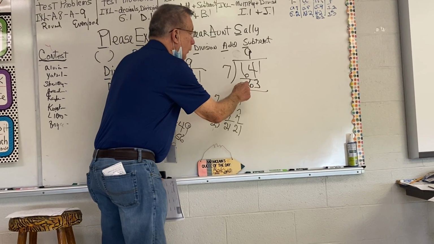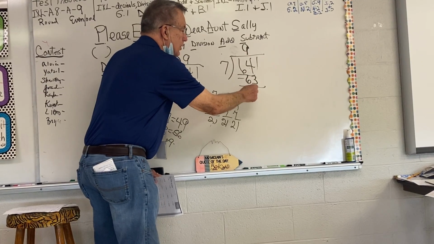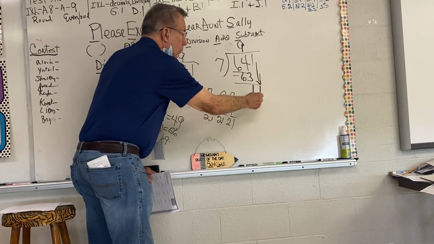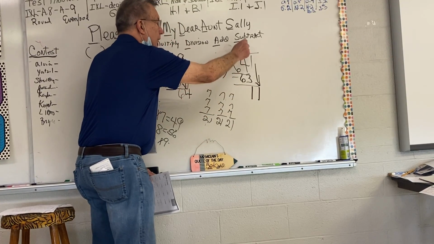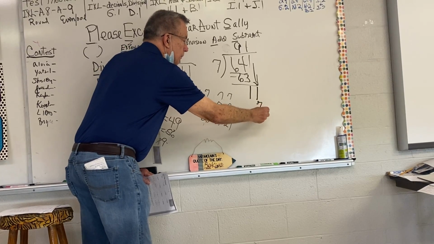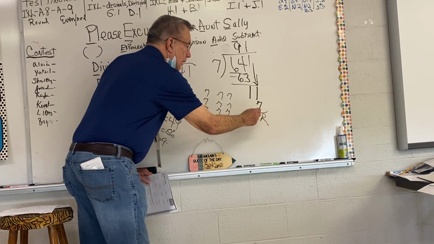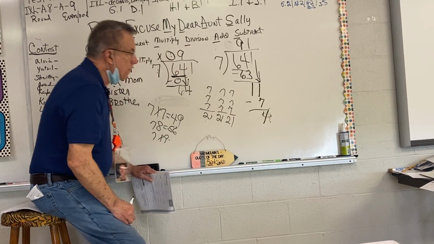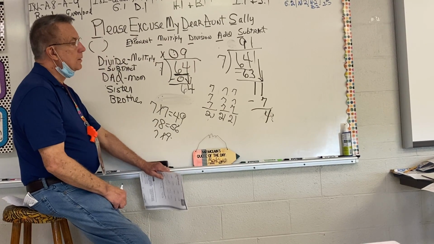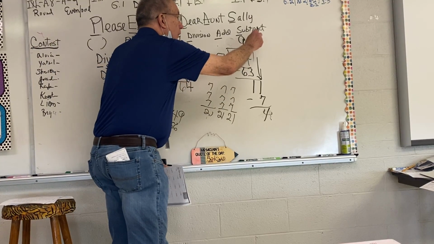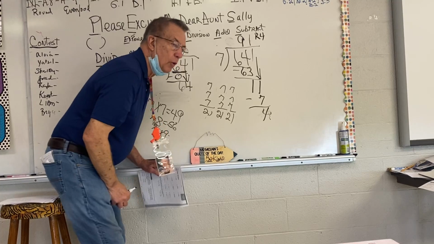All right, so now 9 times 7 is 63. We subtract 63 from 64 to get a 1. We bring down the 1. Now 7 into 11 goes 1 time. 1 times 7 is 7. And then we subtract and we get 4. Now, up until this grade, and that's the way we'll do it for a little while, you have a remainder of 4. Remainder of 4.